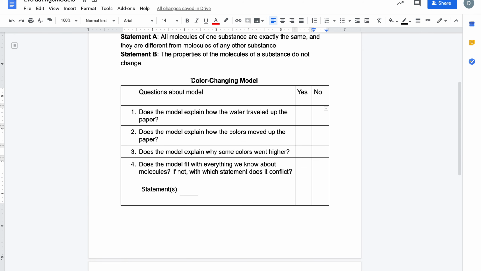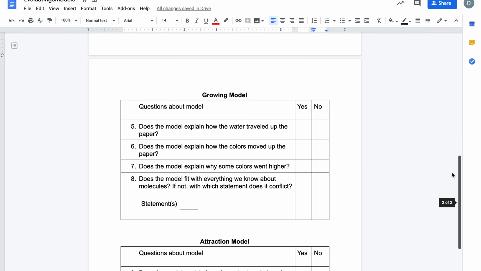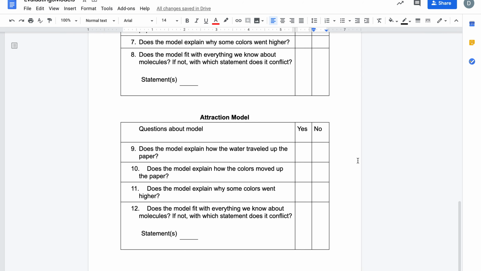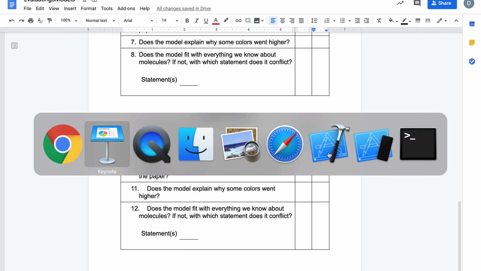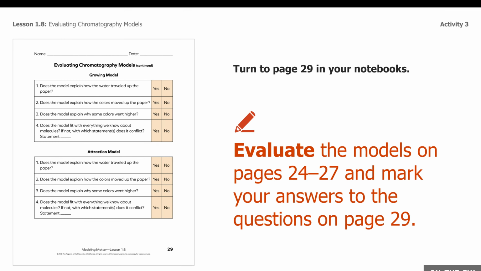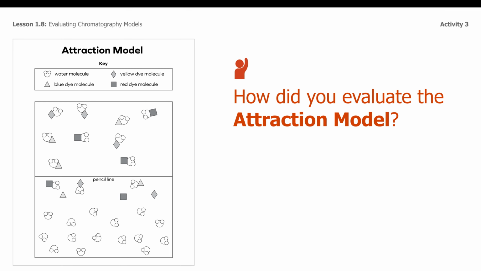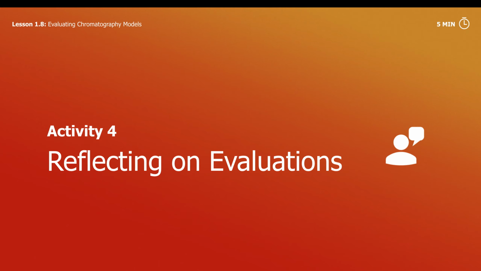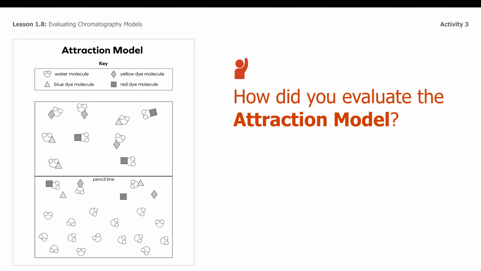And you're going to do that for each of these statements and for 3 models. So here you're going to answer the question for the color-changing model. Here you're going to answer for the growing model. And here you're going to check off yes or no for the attraction model. All right, so let me just go back here. So you're going to evaluate each model. And actually for this lesson, that's all I want you to do this time. So you're going to complete those charts on the Google Docs.